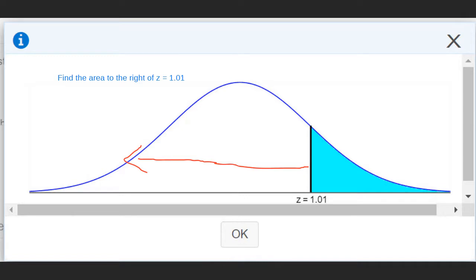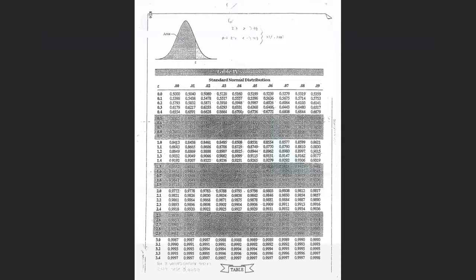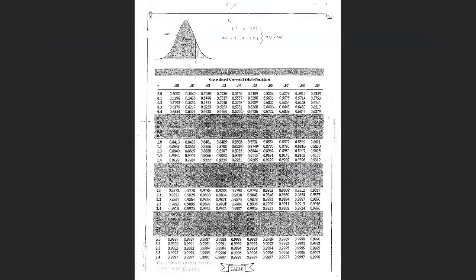So I go back to my z table, and I'm going to look for 1.01. It's going to be on the positive one, which is the second page, and I'm looking for 1.0.